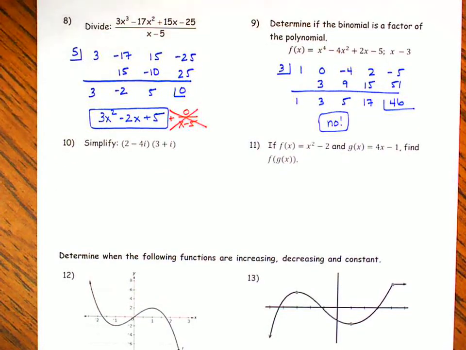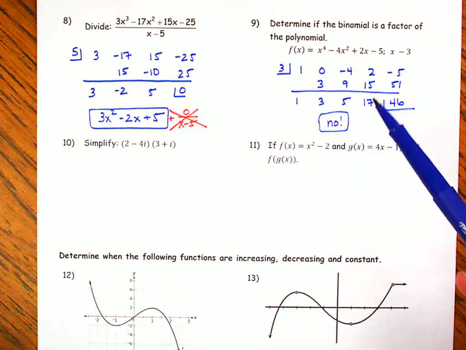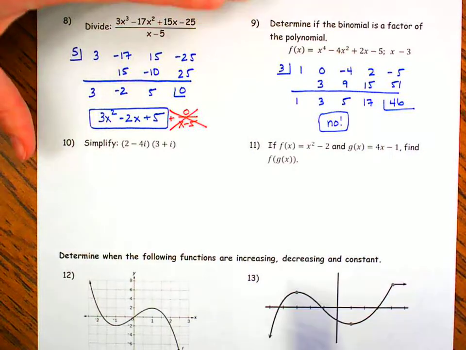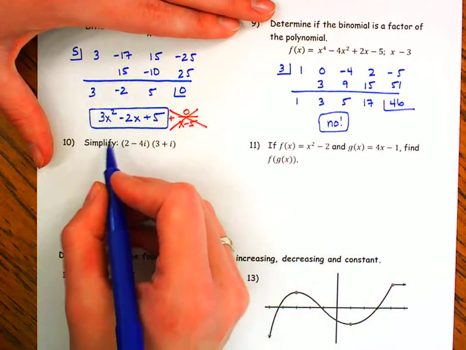If this were a problem on the test, you can't just put yes or no. I won't give you credit unless you show some work to justify your response. Okay? Let's simplify this complex expression.